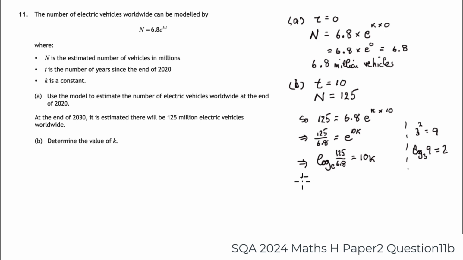So therefore, to get k on its own, we'll divide both sides by 10. So we've got whatever the value is of log to the base e of 125 over 6.8, divided by 10. Now, log to the base e is called the natural log, and there's a button on your calculator that you can use to find that. So let's bring on the calculator.